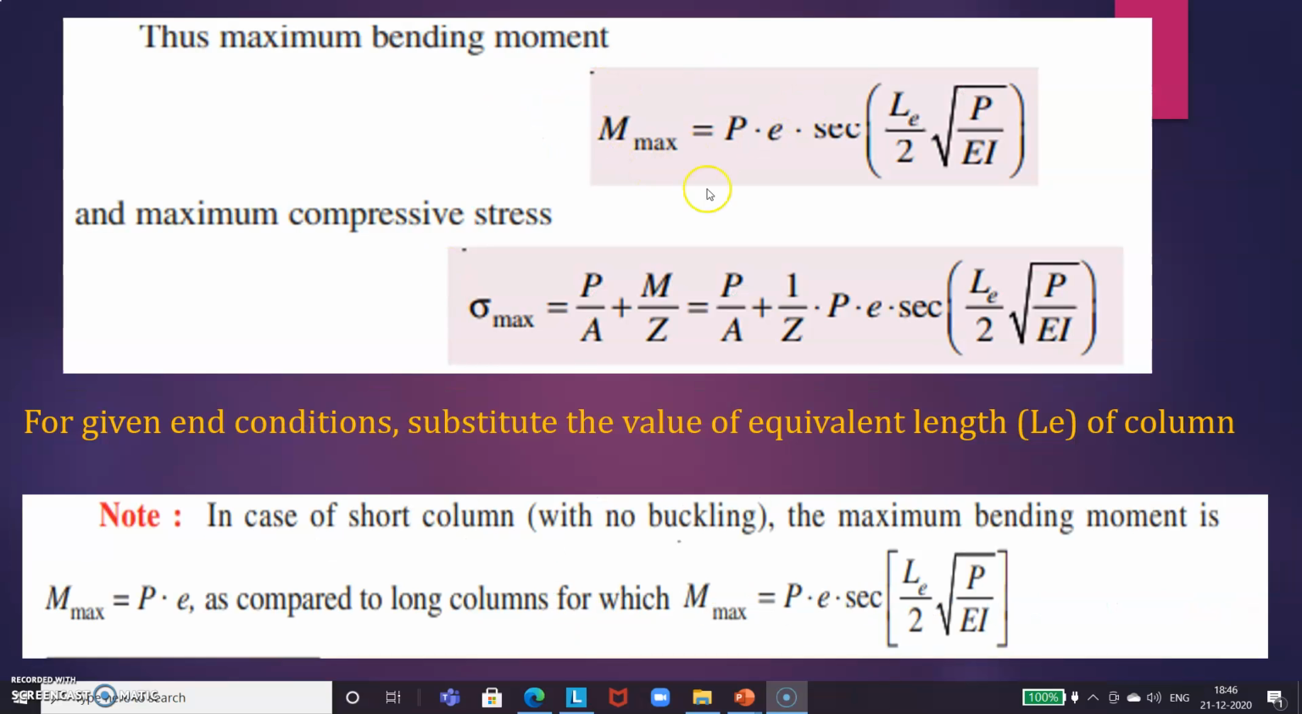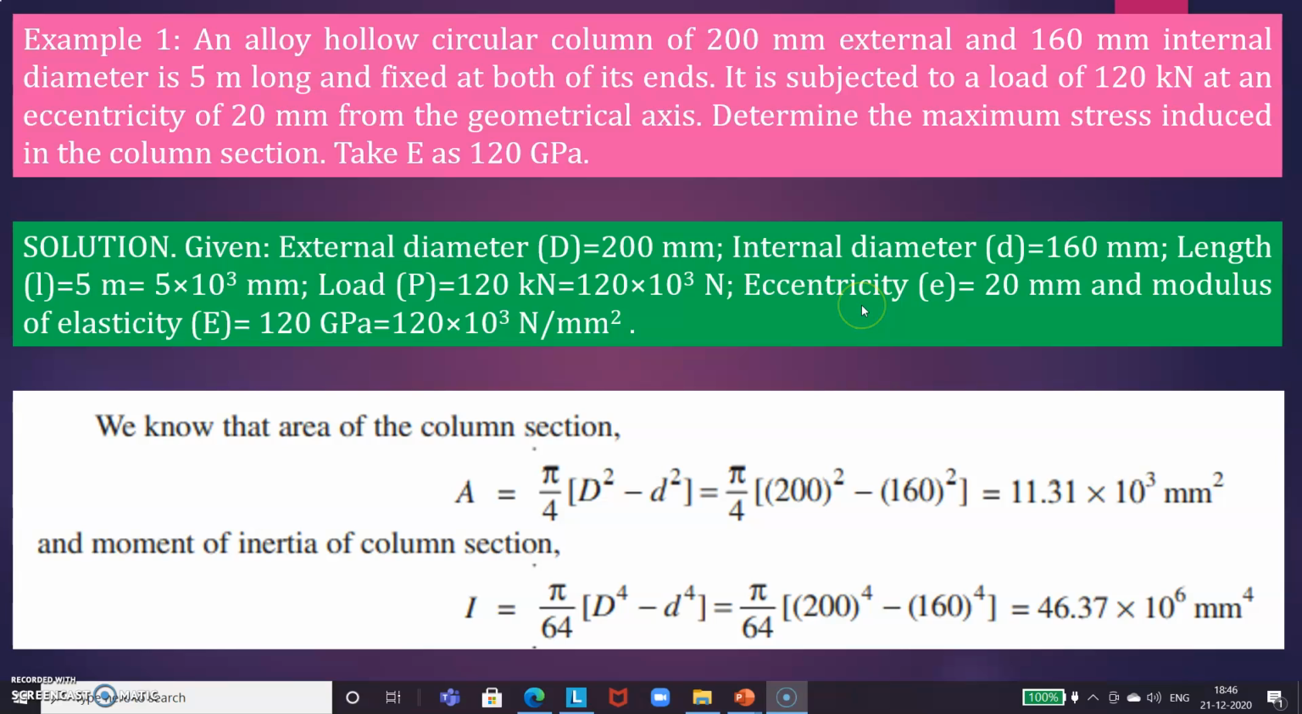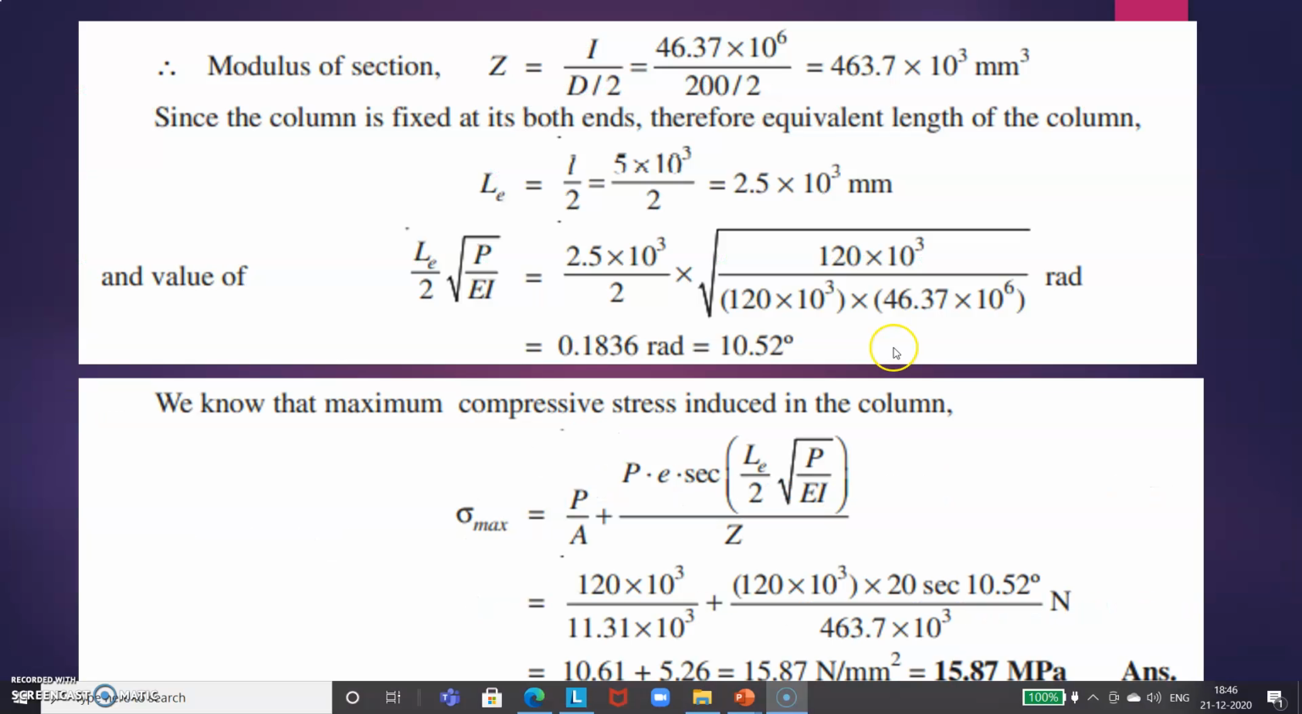This is the maximum bending moment equation. If it is asked to find only the maximum bending moment, you have to use this, but here it is asked to calculate stress, so you have to use this formula: P divided by A plus 1 divided by Z into P into E into secant of this term. So first, how to do this? First calculate this and convert it into degrees, and then substitute secant of this. Then all other terms are simple, direct substitution.